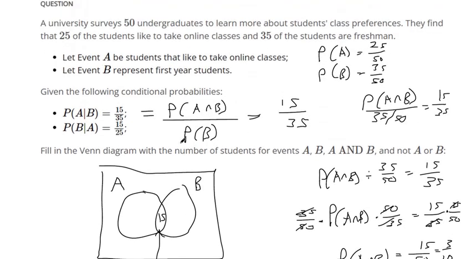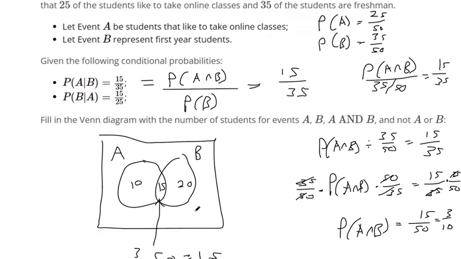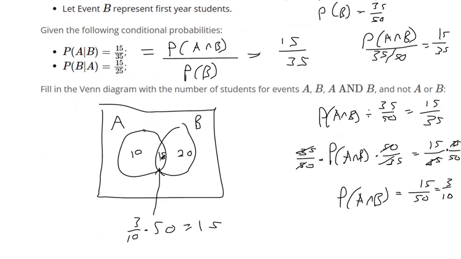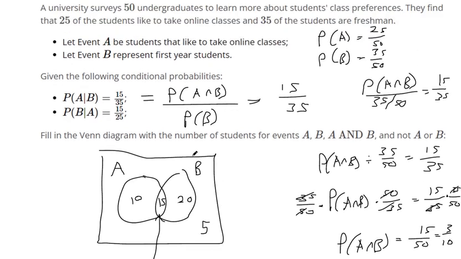And now they told us that 25 like online classes. So 25 are in circle A. If 15 are already here, that means there's only 10 left to go over here. That way circle A adds up to 25. Same thing for B. They said B is 35 in total. If 15 are here, 35 minus 15 makes 20 over here. And so we got 10 plus 15 plus 20 makes 45, so we got 5 students that do neither of those two things, neither A nor B. That's what goes on the outside.